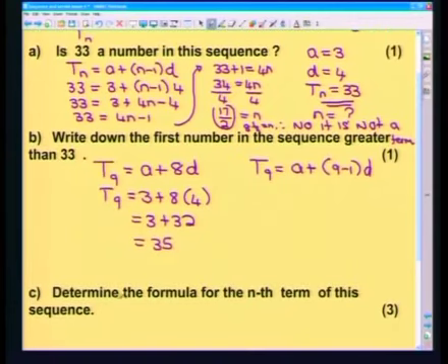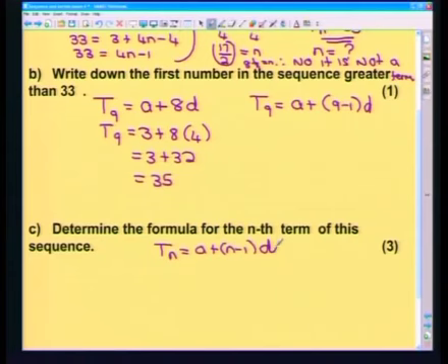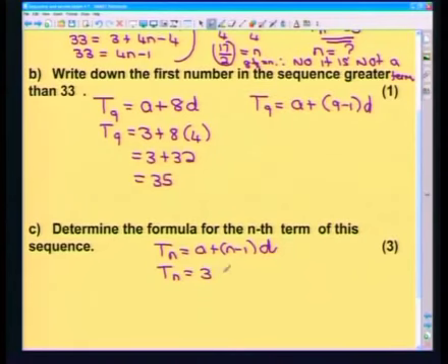Okay, now it seems like I've gone ahead and done this question already, because it says find a formula for the nth term of the sequence. And that's what I actually did up here basically, but let's go and do it from scratch again. So Tn is equal to A plus n minus 1 d. Now what the nth term is about is it's a formula that enables you to generate all the terms on the sequence without any problem at all. So what I would do is I'd say Tn is equal to 3 plus n minus 1 times the difference, which is 4, which is 3 plus 4n minus 4, which is 4n minus 1.